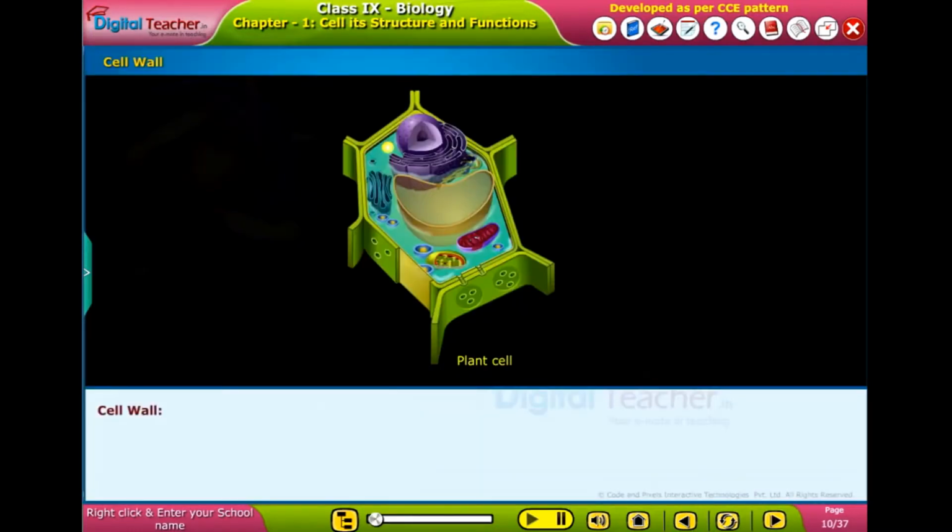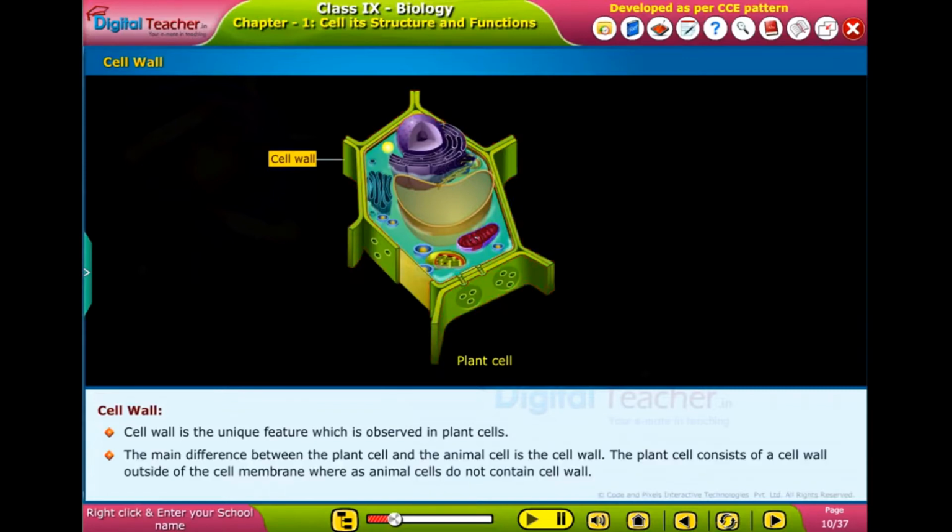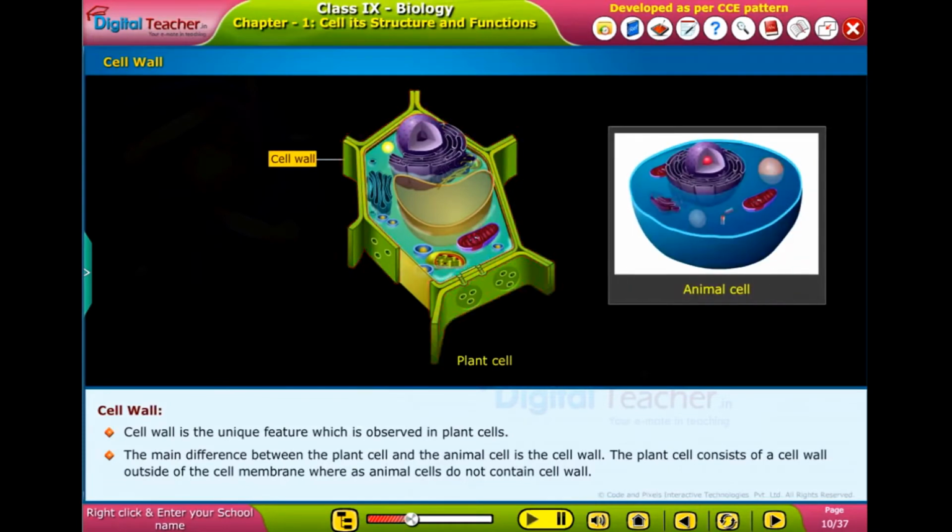Now, let us study about the other important extra layer of the plant cell called the cell wall. Cell wall is the unique feature which is observed in plant cells. The main difference between the plant cell and the animal cell is the cell wall. The plant cell consists of a cell wall outside of the cell membrane, whereas animal cells do not contain a cell wall.